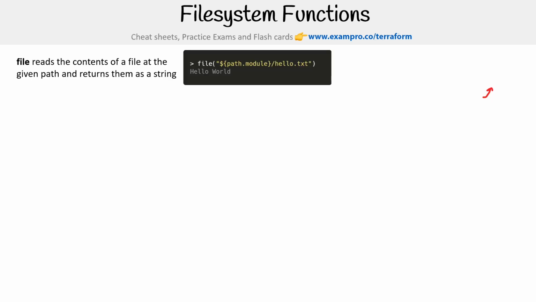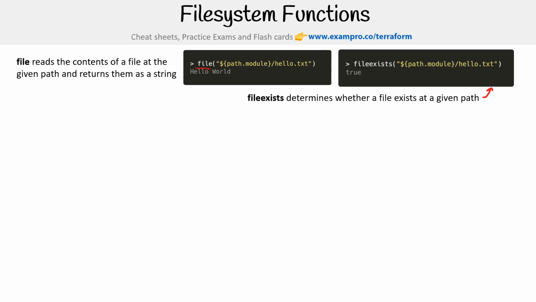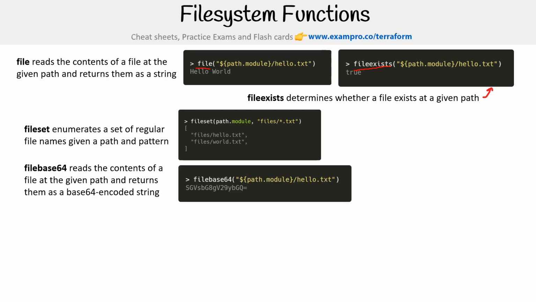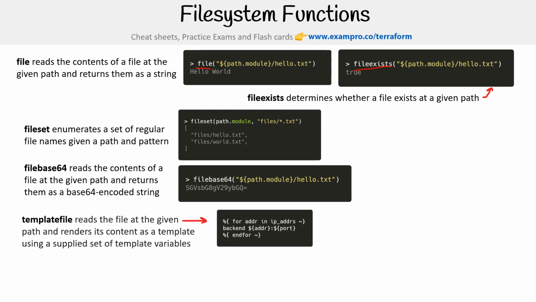On to the next page here. This file will read the contents of the file, pretty straightforward. We can check if a file exists, so we just do file exists here. We have file set, so it enumerates a set of regular file names given a path and pattern. File base 64, so it reads the contents of a file at a given path and returns the base 64 encoding. That might be good for images.